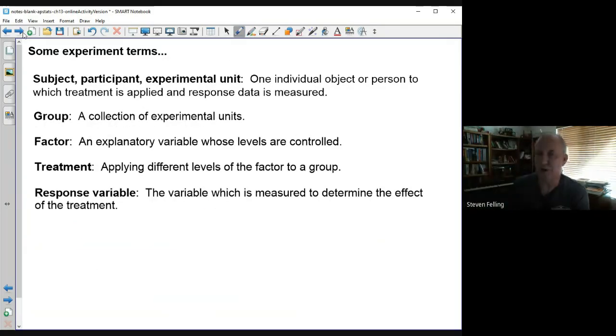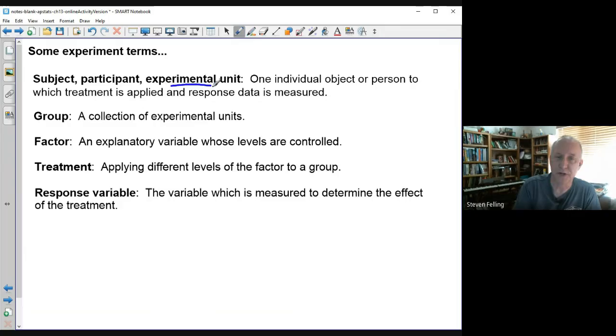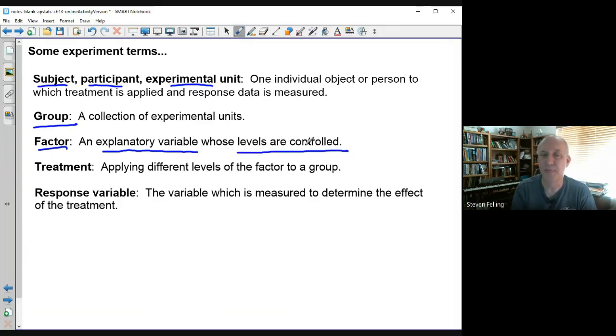All right, so some terms, first of all. The things that you're experimenting on are called experimental units, or sometimes participants or subjects when they're people. A group is just a collection of experimental units where you're doing the same thing with them. A factor is some explanatory variable that we're controlling the levels for. And then a treatment is when we're actually applying different levels of that factor to some group. And then what we're observing as the output to see what the result is, the thing we watch, is called the response variable. That's the variable that we're measuring to see if there's an effect from the treatment.